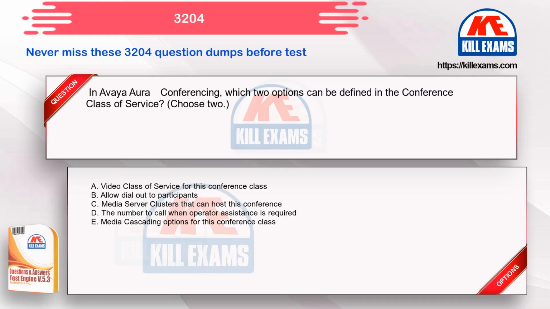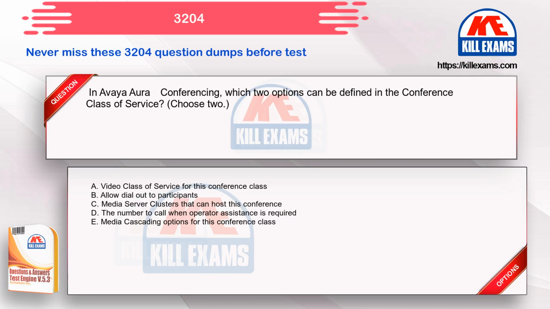In Avaya Aura Conferencing, which two options can be defined in the conference class of service? Choose 2. Option A. Video class of service for this conference class.